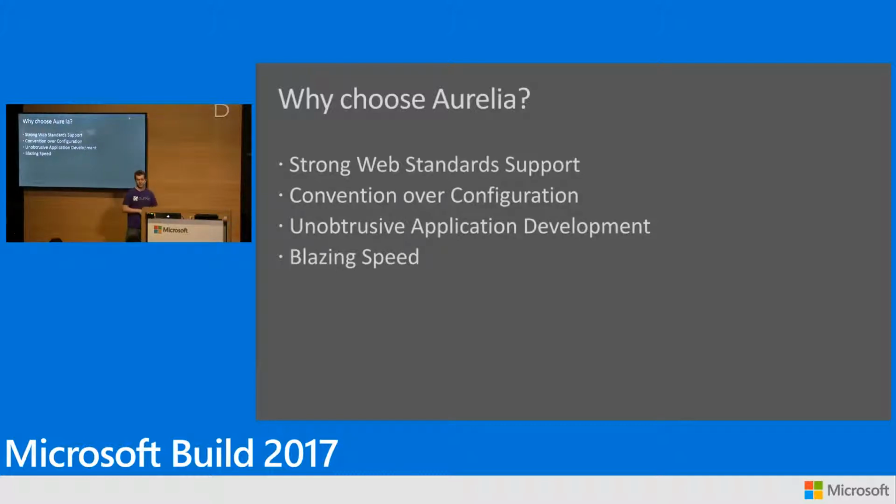Now, if you run the optimized version of Aurelia, you'll see that we can do 3 to 4 times the performance of React, and in some cases up to twice the performance of Angular 2. So we're extremely fast in our rendering.